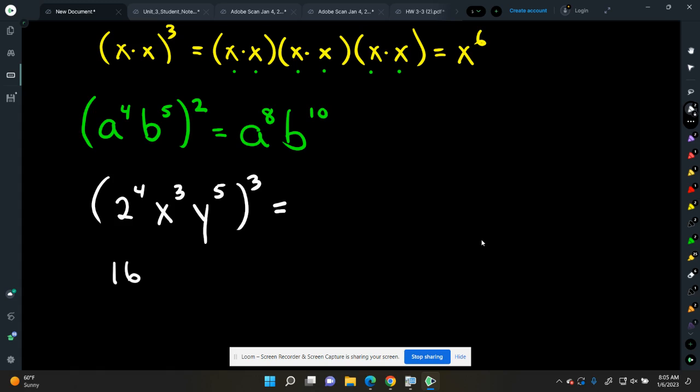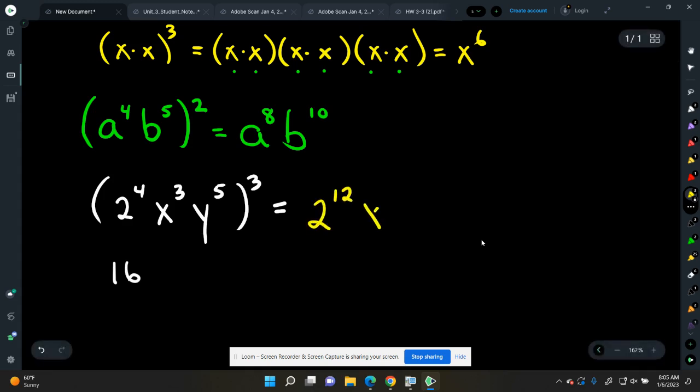Layla, can you help us? Well, I did 2 to the 12th power, x to the 9th power, y to the 15th. Excellent. We multiply the exponents.